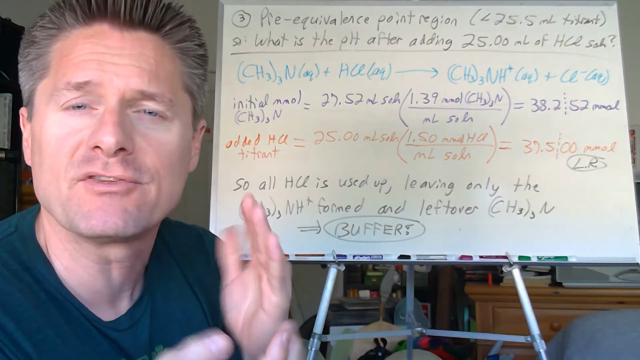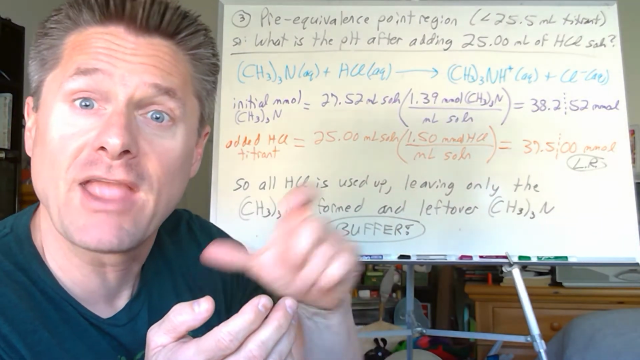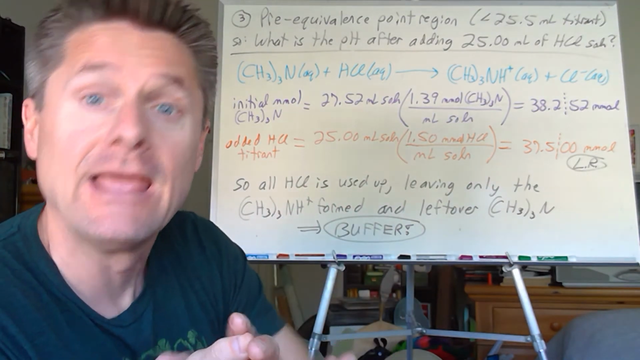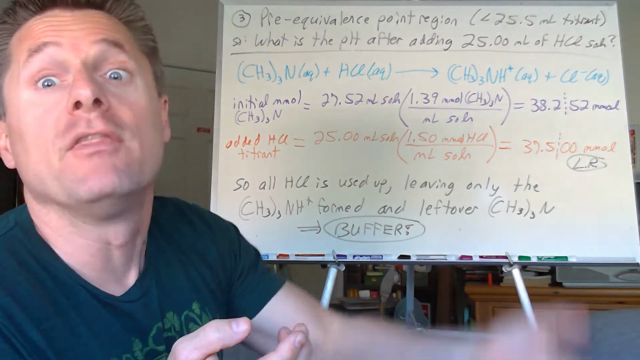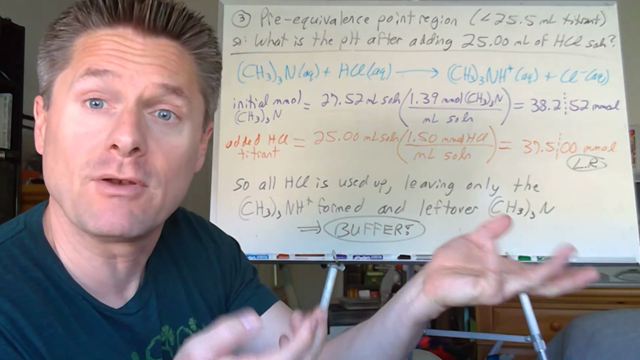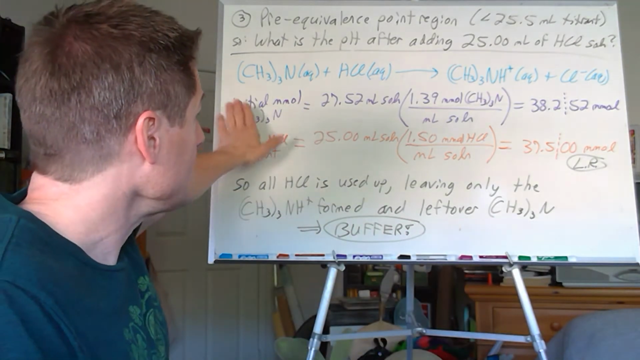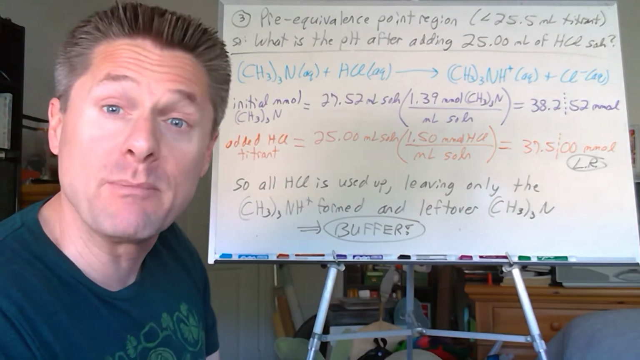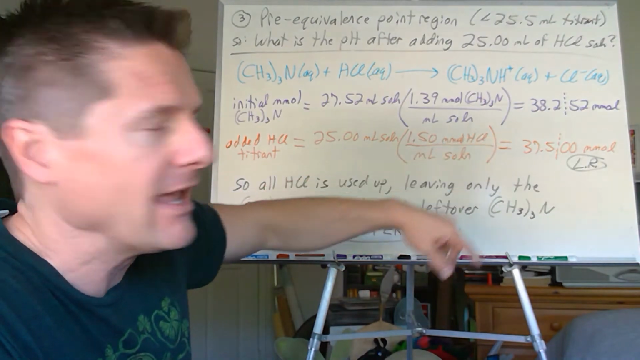Obviously, in the pre-equivalence region, the titrant runs out first, and you have leftover of the initial acid. In the post-equivalence region, the original species you are titrating runs out, and you have leftover titrant, regardless if it's acid or base. So in this case, the acid's going to run out, and there'll be base left over. But you can see it from the math if you get confused.